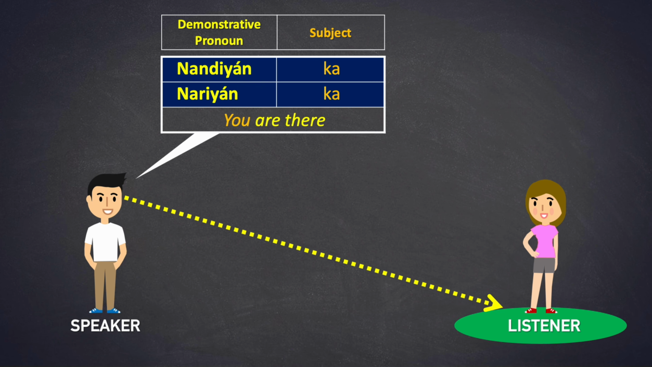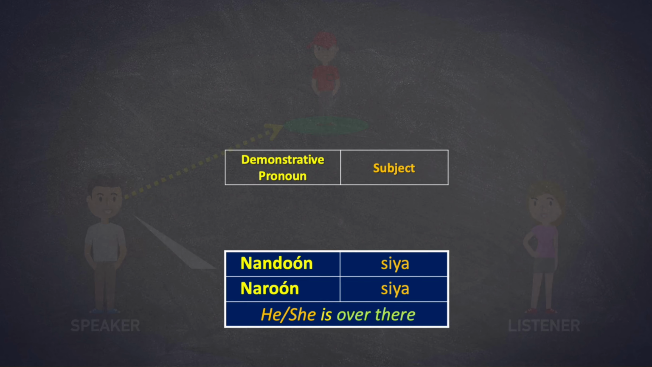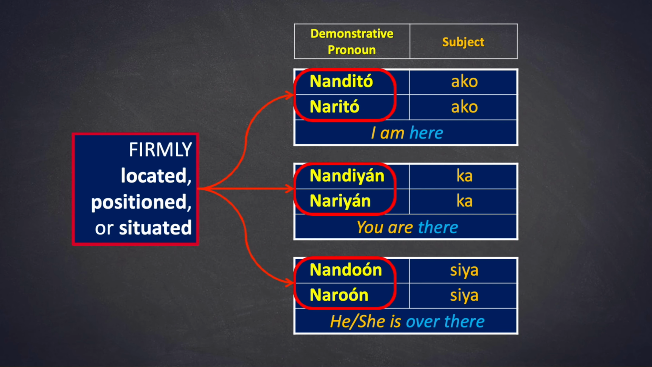Nandiyan ka, nariyan ka, you are there. Nandoon siya, naroon siya, he or she is over there. So, locative demonstrative pronouns point to the location where the subject is firmly located, positioned, or situated.